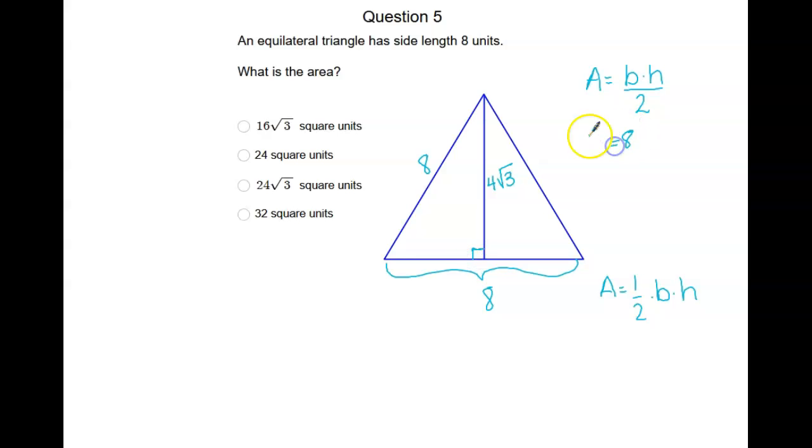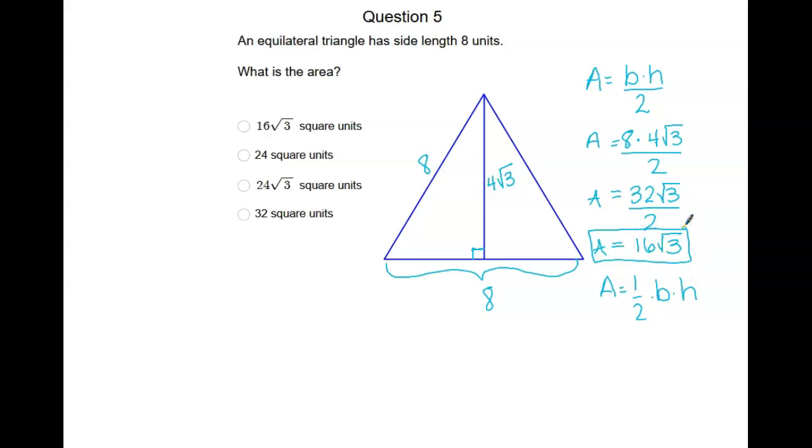So we have the area is equal to base times height divided by 2. I can only multiply the 8 and the 4, just like I can't multiply the 4 times the 3, because this isn't really the number 3, it's some weird decimal. So we do 32 square roots of 3 divided by 2, and 32 divided by 2 is 16 square roots of 3. So the area is this value right here.